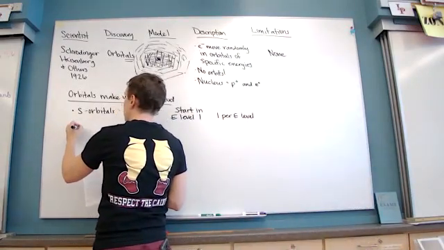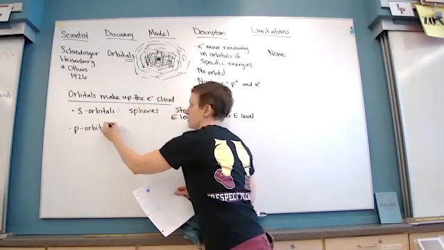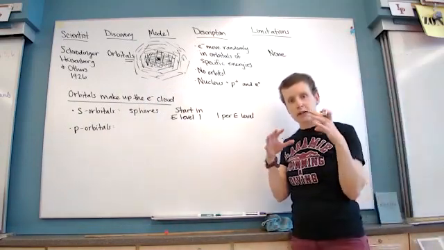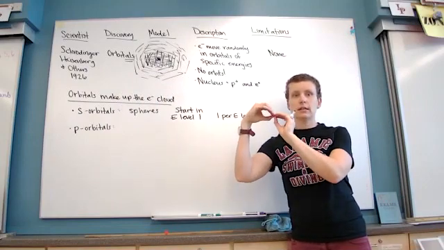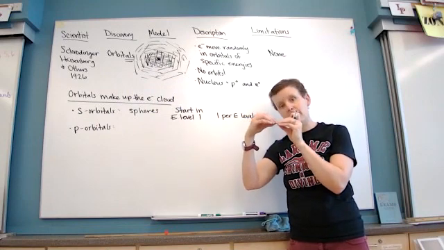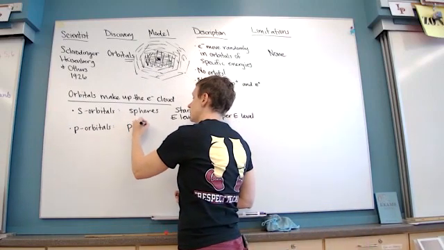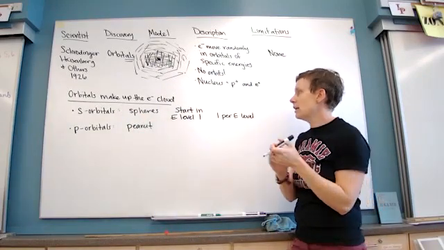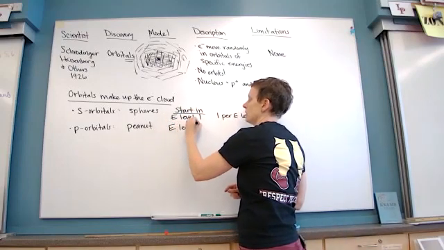Next type is p. Okay, p orbitals. A p orbital looks like if you took 2 balloons, inflated them, and then tied them together at the knot. It's kind of peanut shaped, but really, really tiny at the center, okay? So we call this peanut. Not a perfect word, but it does start with P, and it kind of gives you an idea of that shape.